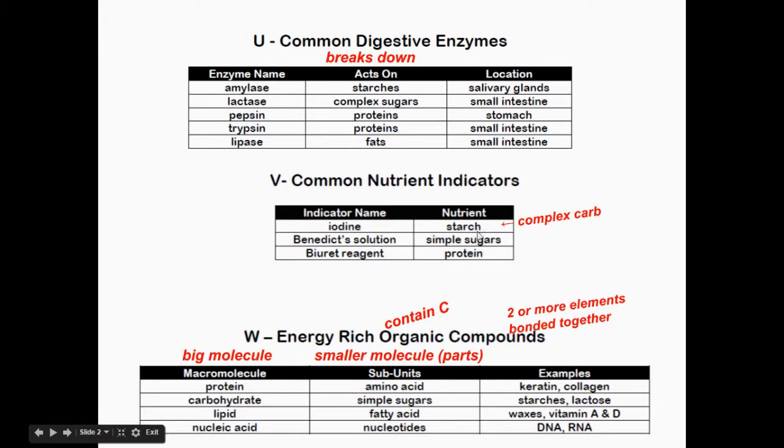Now, I want you to jot down in table V, to remind yourself, that a starch is a complex carbohydrate. Simple sugars are things like glucose, okay? They're simple carbohydrates or simple sugars.